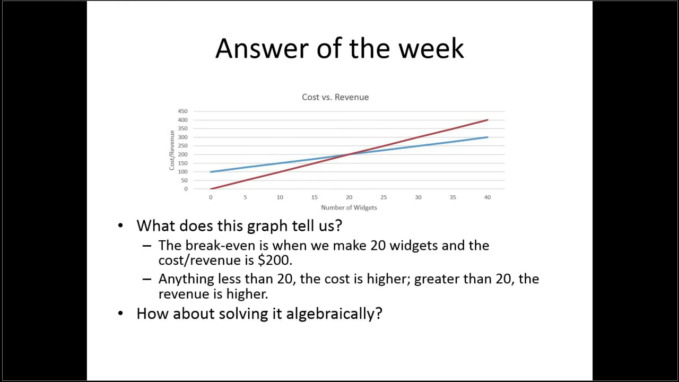Okay, you can kind of read things off here. Okay, sometimes it's easy to tell, sometimes it's not. From this graph, you could see that the break-even point is 20 widgets with a cost of, or a revenue of $200. Okay, and again, you can see we start off before that with a higher cost and we end up with a higher revenue. Okay, the red is the revenue, the blue is the cost, and you can see how they fluctuate there.